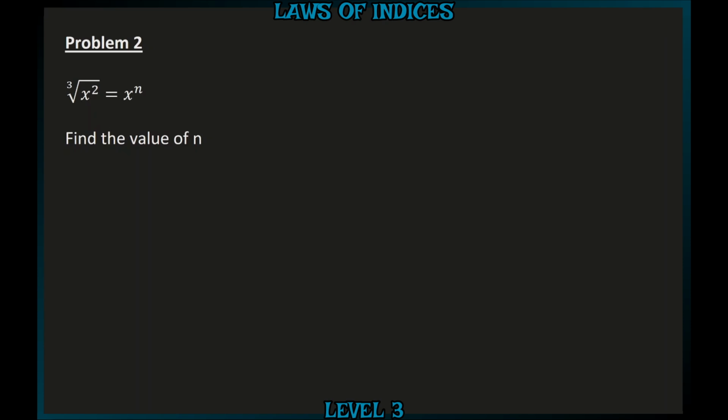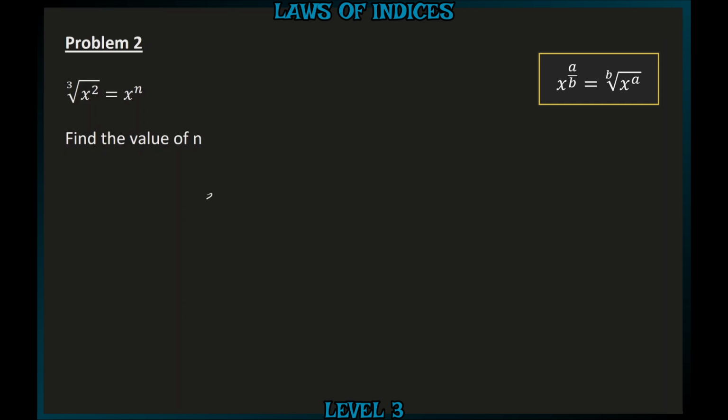In problem 2, we're told that the cube root of x squared is equal to x to the power of n, and we need to find the value of n. To do this, we're going to use this law, which tells us that n must be a fraction. This law also tells us that the original numerator on the fraction must be the power of x, which is 2, and the original denominator of the fraction must be the root of x, which is 3.